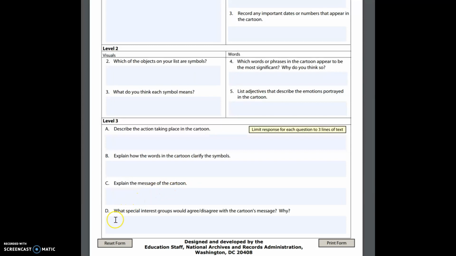And lastly, you want to consider which special interest groups would agree or disagree with the cartoon's message and why. So this last portion deals with the intended audience for the cartoon, but also it deals with opposition as well. And as always, you want to think of the significance for any answer that you record.